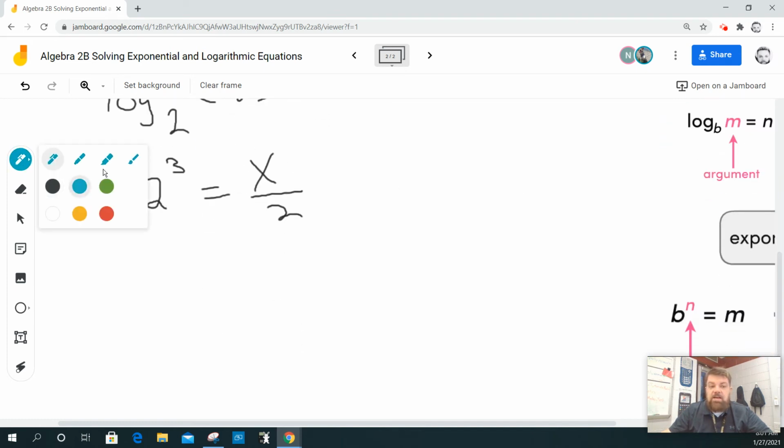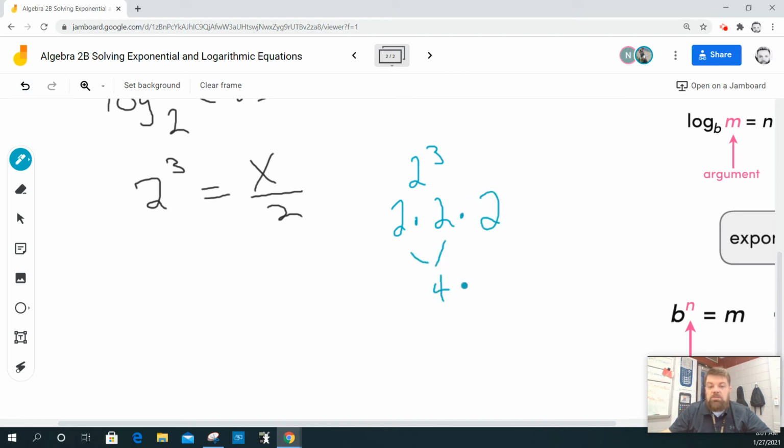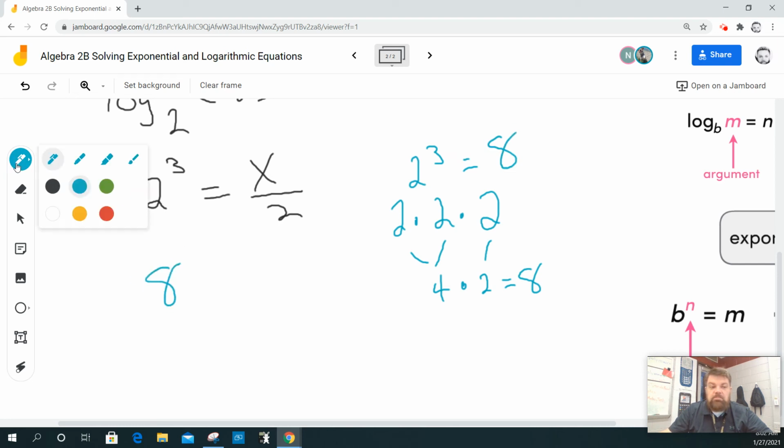Remember that 2 to the third power is the same as 2 times 2 times 2. Whoops, 3 times. And 2 times 2 is 4. Times 2 again is equal to 8. So 2 to the third power is equal to 8. So this becomes 8 equals x over 2.